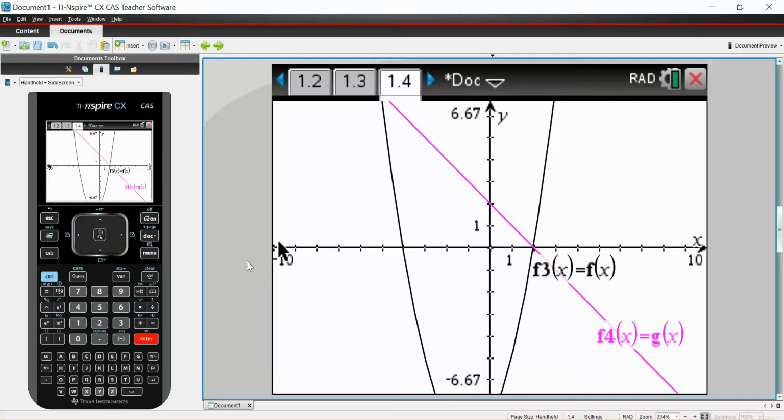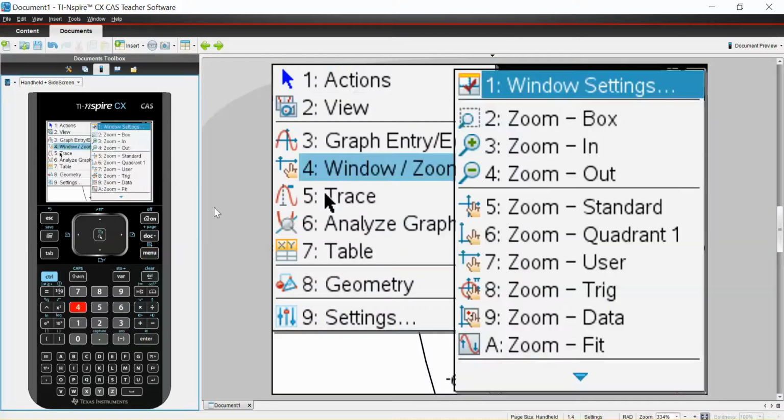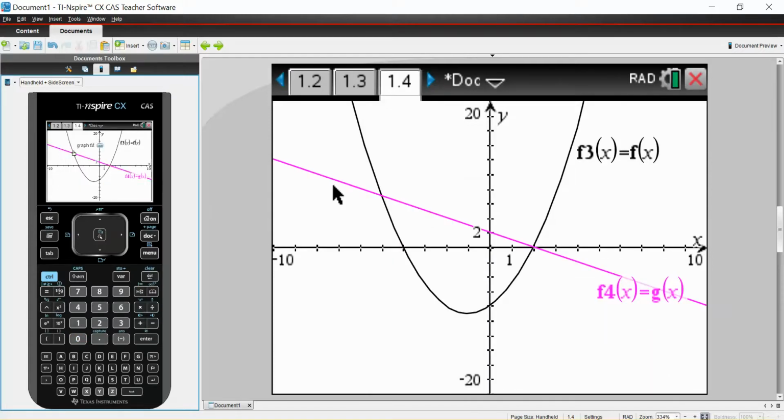And to adjust your window so you can see the whole intersection, you see you've got the width correct. It's from -10 to 10, but you need the height. The y value is only from -6.67 to 6.67. So we can adjust the window by going Menu, number 4, Window, and Window Settings, number 1. So the width is good. -10 to 10 for your x-axis is okay, but your y values were too short. So we can do -20 to 20 if we want. See, now it's so much easier to see.